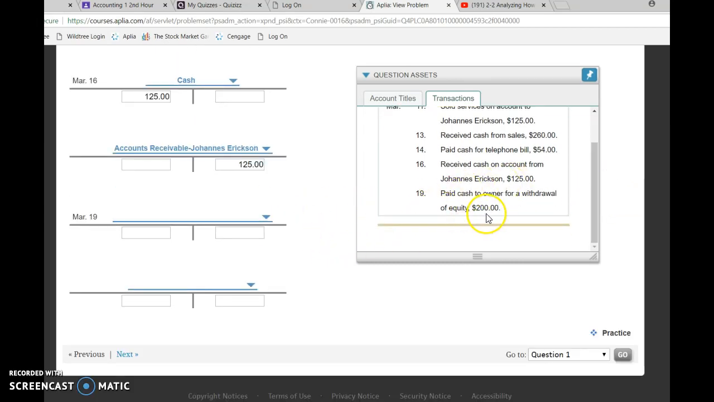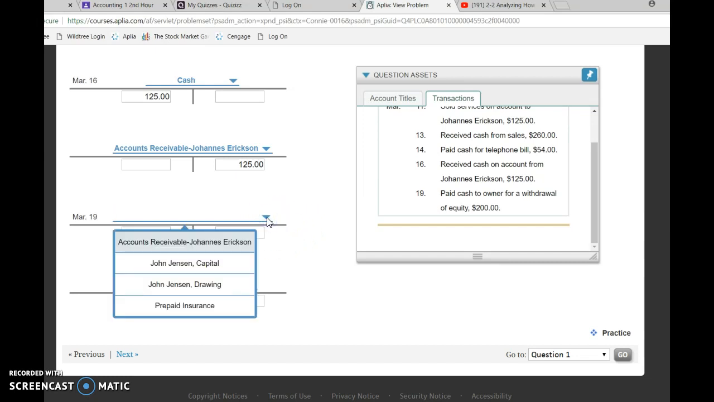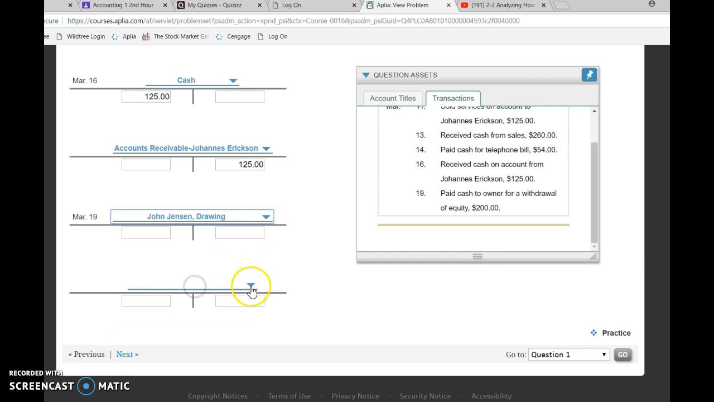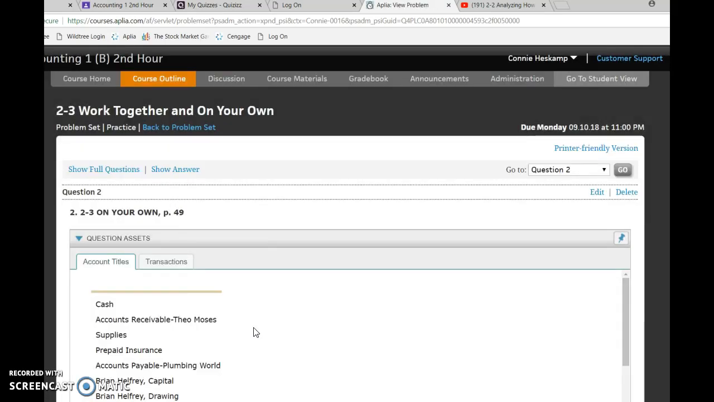And the last one, paid cash to owner for withdrawal of equity, $200. Colton. Okay, John Jensen drawing and then cash. So we have the drawing as a debit, $200, and cash credit. Any questions? Pretty simple. Okay, so go to the on your own and then the application problem.